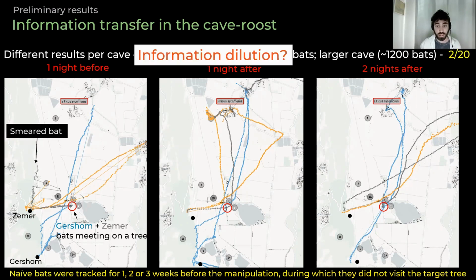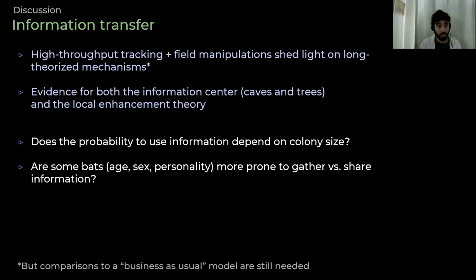I'm going to skip the local enhancement experiments, if I may, and just jump right into the discussion. We find that high-throughput tracking, as in the ATLAS system, together with field manipulations, which is a great privilege that we have, can shed light on long-theorized mechanisms such as information center theory in wild animals. It gives evidence for both the information center and, you didn't see it, but trust me, local enhancement as well.